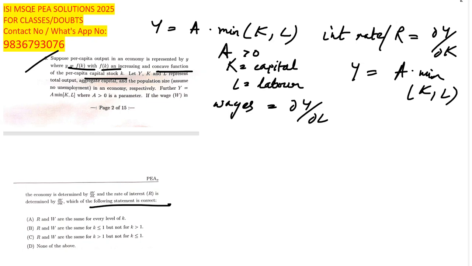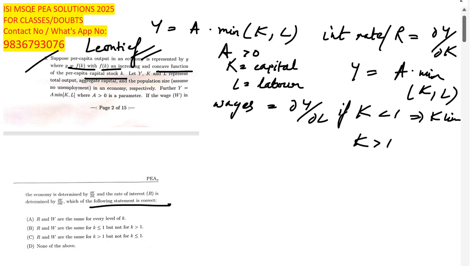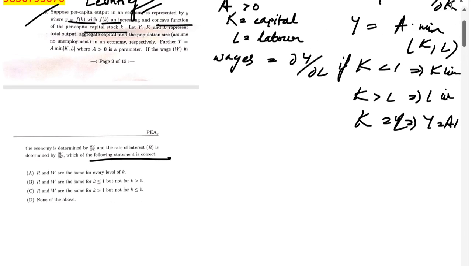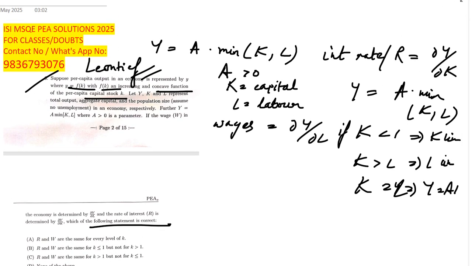Okay, so this is a Leontief production function, as we can infer from this one. So meaning fixed proportion. In this setup, if K is less than L, capital is limiting. Suppose K is greater than L, then labor is limiting. And if K is equal to L, then Y will be equal to AK. So this is the condition for the Leontief production function. So output increases only by increasing the scarce input.